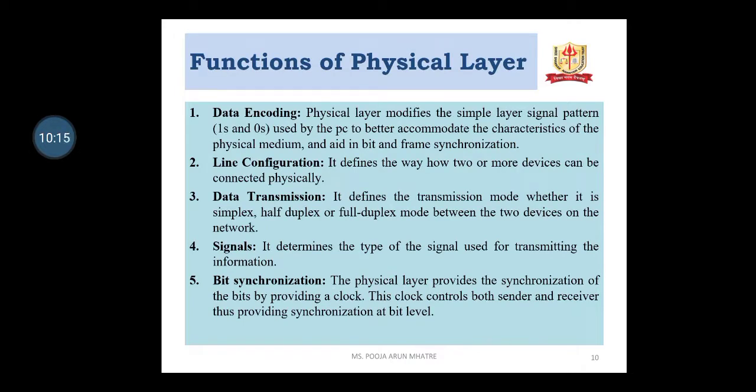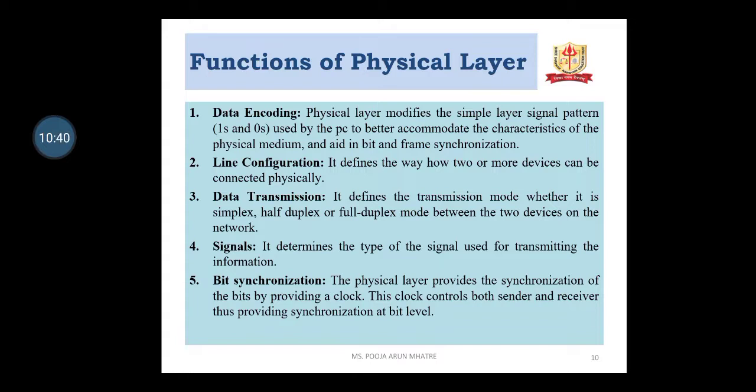The functions of the physical layer are as follows. Data encoding: the physical layer modifies the simple digital signal pattern, that is ones and zeros, used by the PC to better accommodate the characteristics of the physical medium and to aid in bit and frame synchronization.